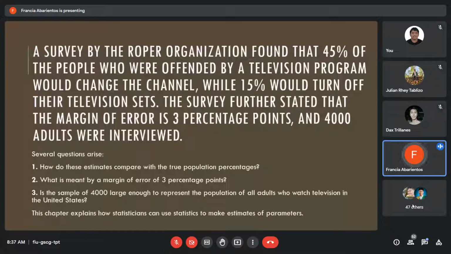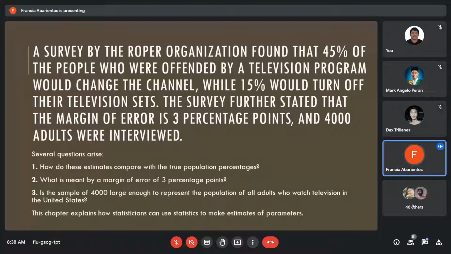Okay. For example, we have a survey by the Roper organization found that 45% of the people who were offended by a television program would change the channel, while 15% would turn off their television sets. The survey further stated that the margin of error is 3% points and 40,000 adults were interviewed. So after this statement or the problem, we have several questions that arise.